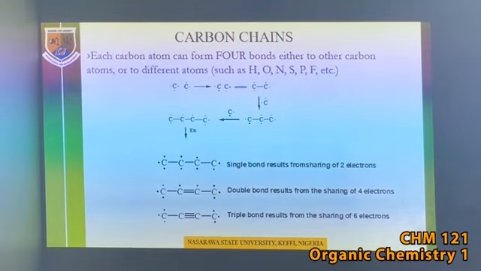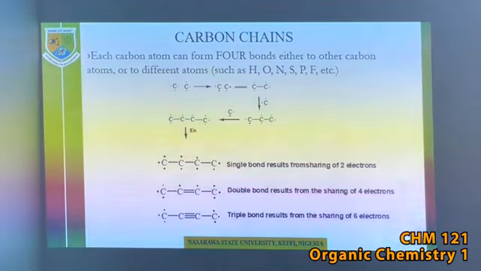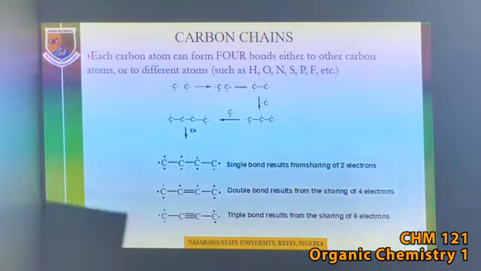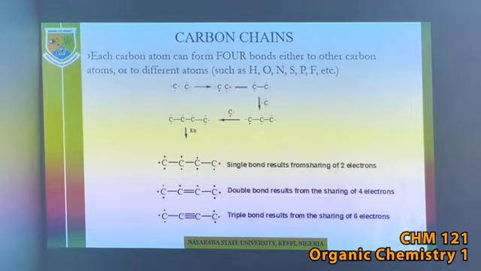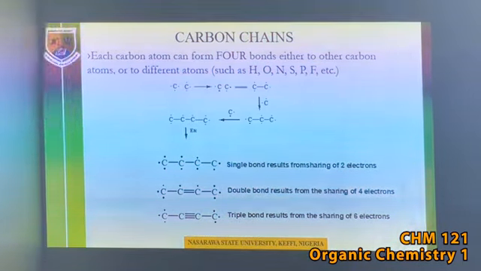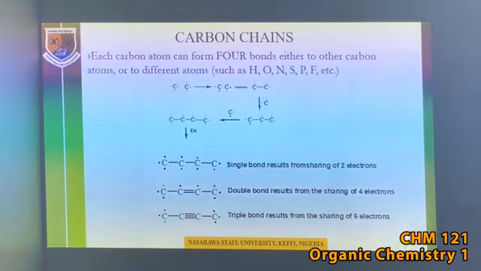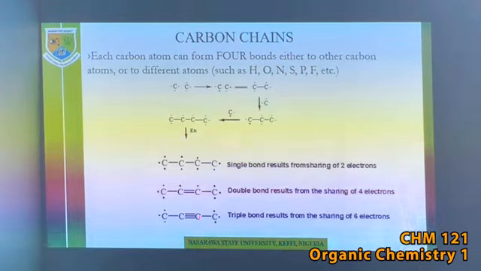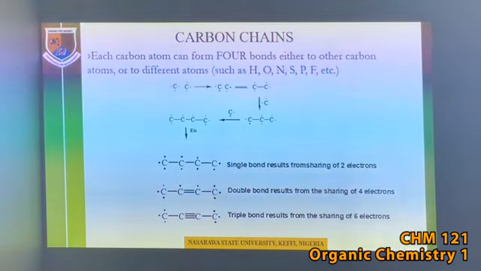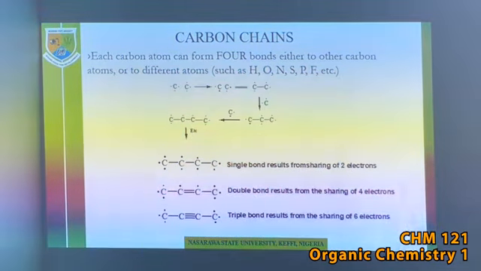If you ever write 5 bonds to a carbon, that is a no-no. It is the chemical equivalent of religious heresy. You don't do that. It's chemical heresy. You can't have more than 4 bonds to carbon. Remember that.